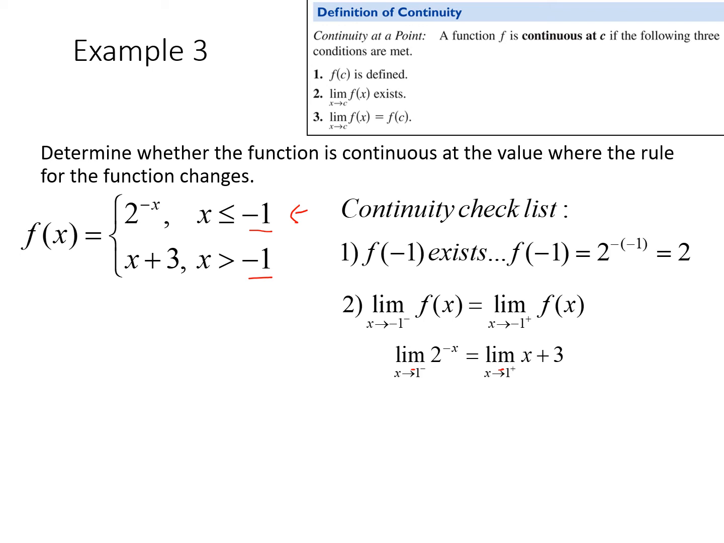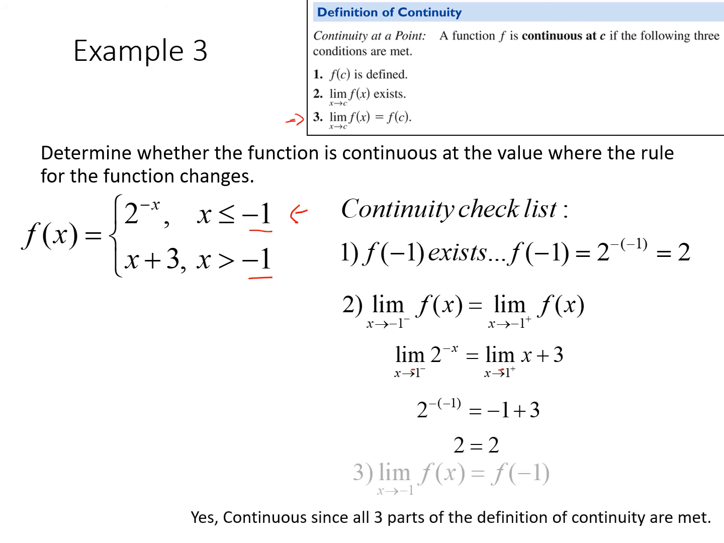Now we're going to evaluate the limits from the left side and right side. We can do direct substitution, and as long as we don't get an indeterminate form or a number divided by 0, we're in good shape. When I evaluate the left-sided limit, I get 2 raised to the negative of -1, which is 2. And when I evaluate the right-sided limit, I get -1 plus 3, which is 2. So the limit has the same value from the left side and right side, and the function exists at -1. The question, in part 3 up here, is are they equal? And the answer is yes, they're equal.